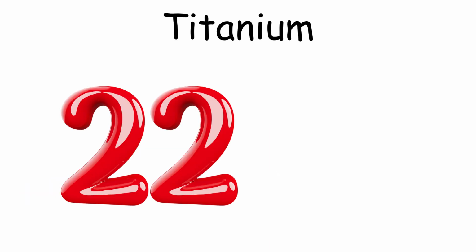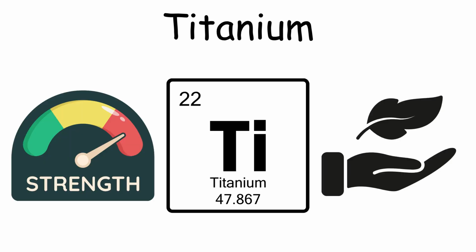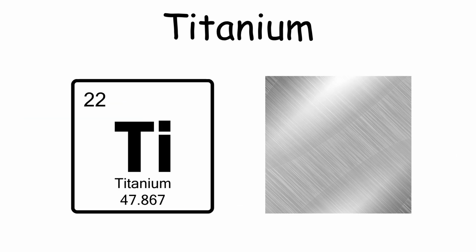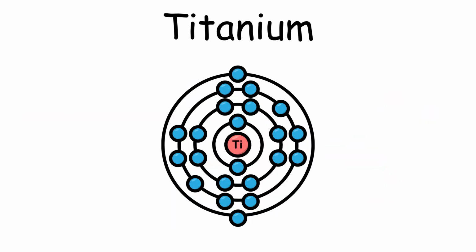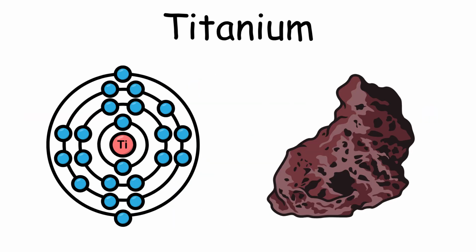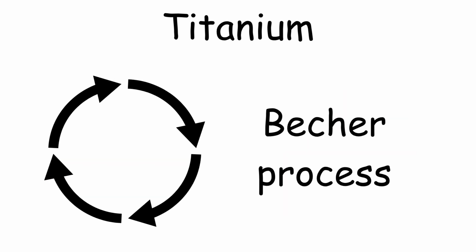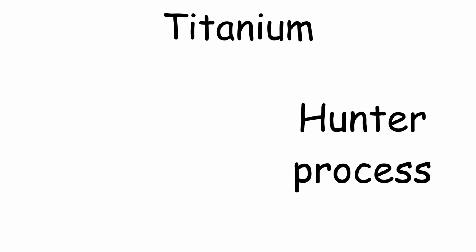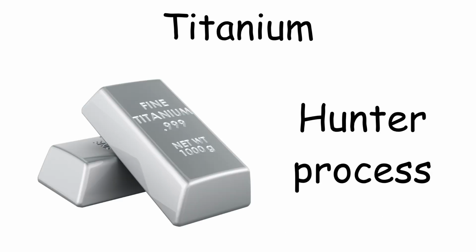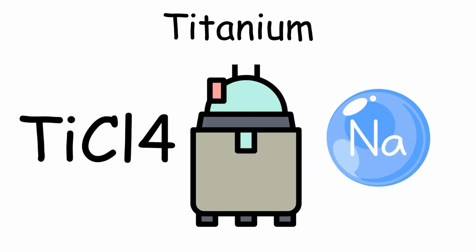The 22nd element with symbol Ti, titanium, is a strong and lightweight metal that is silver in color and resistant to corrosion from seawater and chlorine. It is found as oxides in most igneous rocks and minerals and is extracted through processes such as the Becker process, in which a form of titanium dioxide is produced from the ore ilmenite, and the Hunter process, in which pure metallic titanium is produced by reducing titanium tetrachloride with sodium in a batch reactor at high temperature.